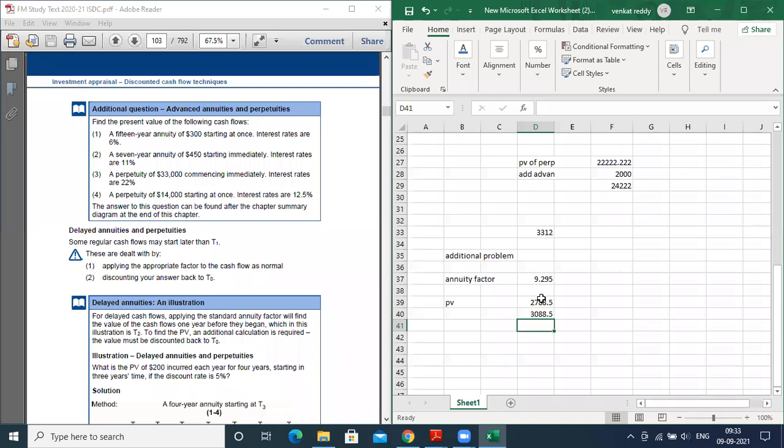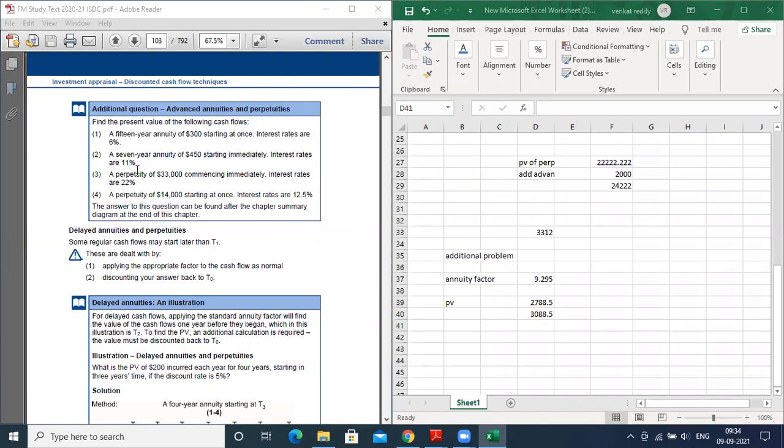Now the next one, a 7-year annuity of 450 starting immediately. Interest rates are 11%. Now I am expecting you to give the answer for this. So what will be the answer? 2,353.95. Yes, and I don't think I need to give any further clarification on this.